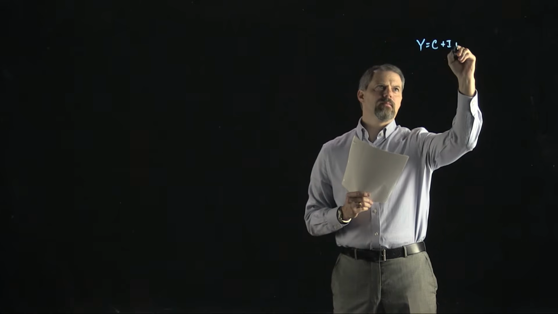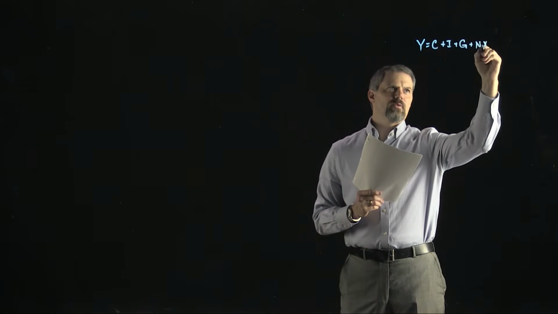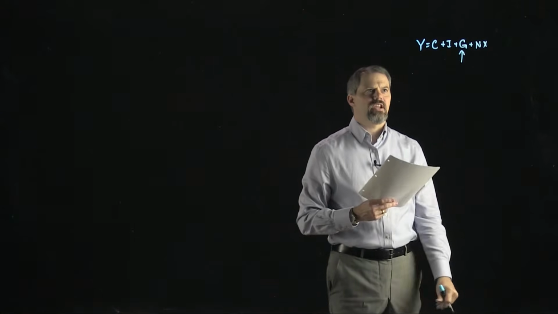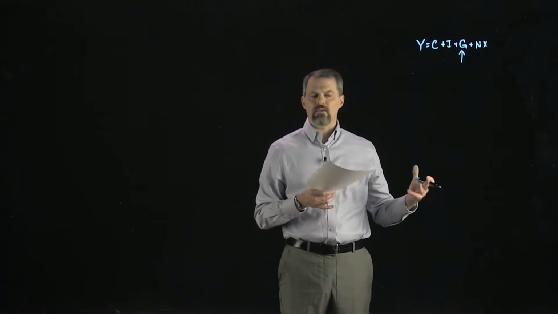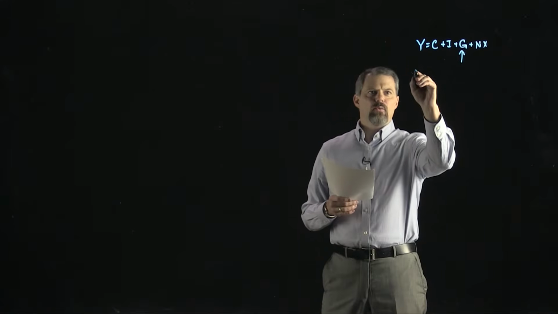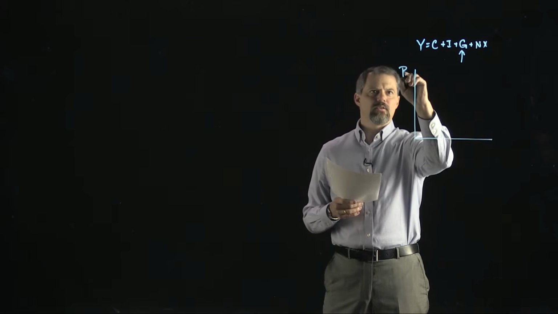So let's think about the effect of fiscal policy now. So remember that Y equals C plus I plus G plus net exports. So if we think about fiscal policy, part of fiscal policy has to do with changing government spending, the amount of money that the government, whether it's the federal government or state and local governments, spends on things like roads or national defense, things like that.